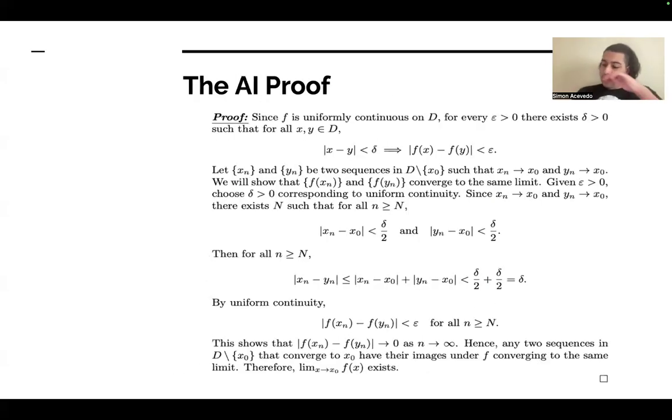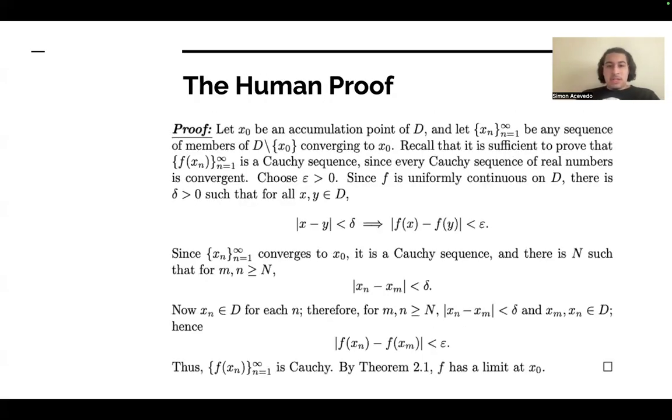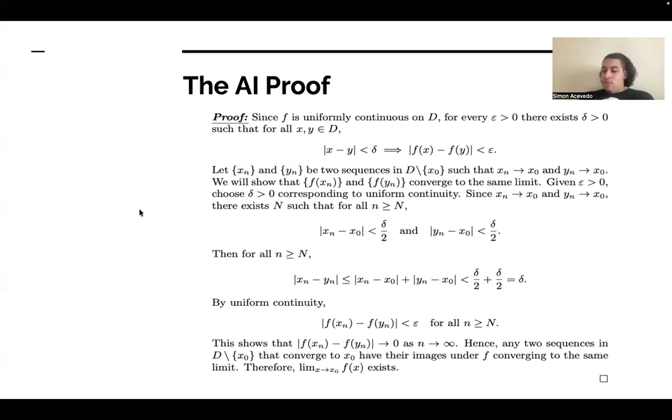Now, this is the AI proof. As we can see in the human proof, every step is justified and nothing is assumed without a reason. It's logically sound. Now, the AI proof uses two sequences instead of one, and it shows that outputs get close. It concludes that a limit exists, so it comes to the same conclusion. At first glance, it looks completely correct, right? However, we will see that there are some gaps in the logic.